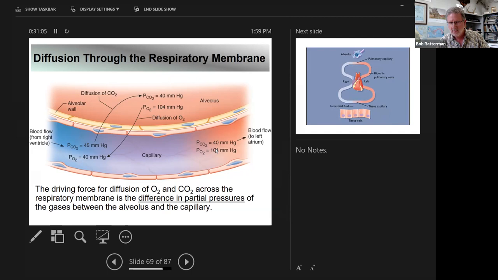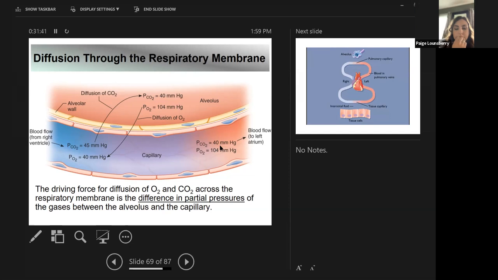Look at the PCO2 of the incoming oxygen poor blood, 45 millimeters of mercury. What is the PCO2 in the alveolus? It's not zero, is it? It's 40. Well, how much CO2 can diffuse out? How low can we push the PCO2 once gas exchange has occurred? Only 40. We can't go any lower than the PCO2 in the alveolus.